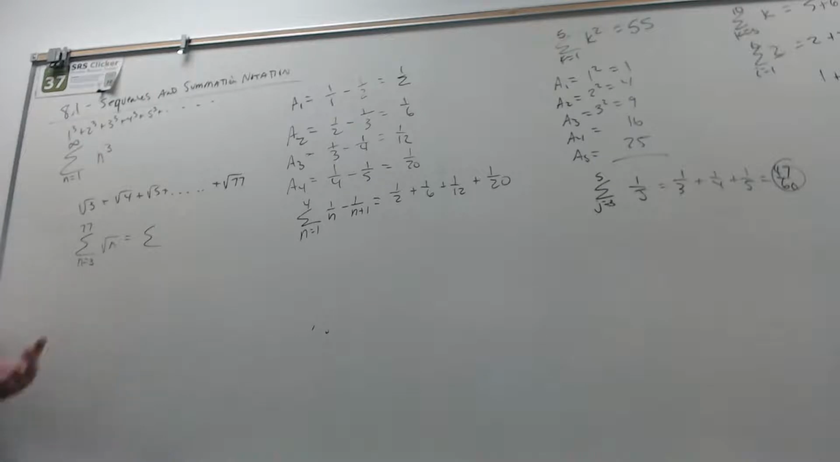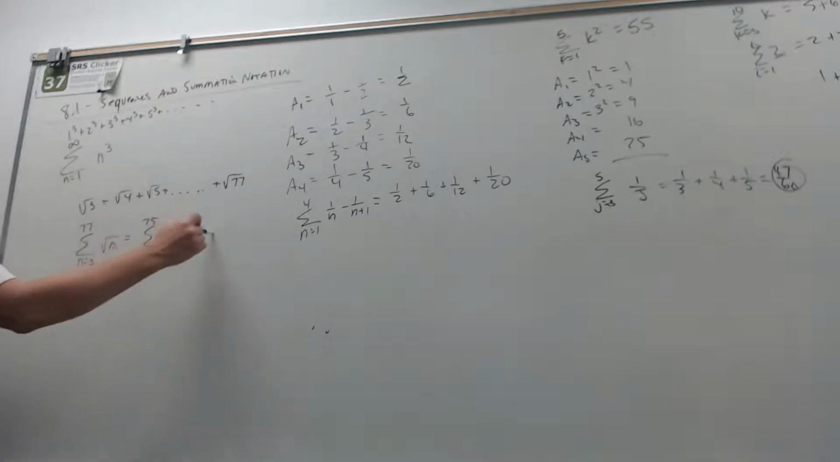Could you rewrite this in another way that would also be correct? So for example, could you start at k equals 1 to 75 and then the square root of k plus 2, right? Okay, that would be another way to do it. These are equivalent, right?